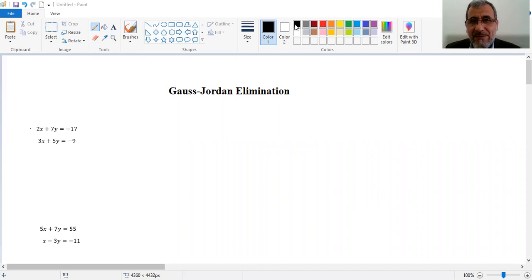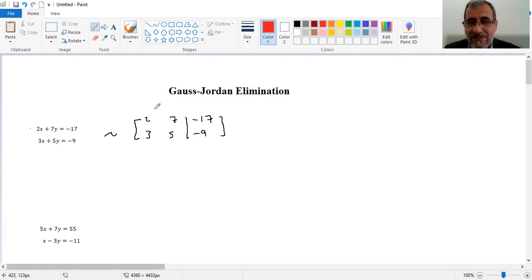First, we have to write it as an augmented matrix. 2x plus 7y equals negative 17. The second one is 3x plus 5y equals negative 9. This is the way to write it. The first column is x, 2 and 3. The second column is y, 7 and 5, and equals negative 17 and negative 9.